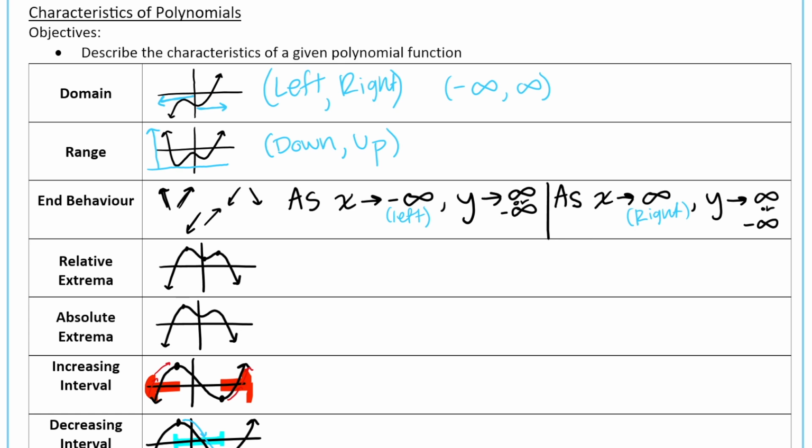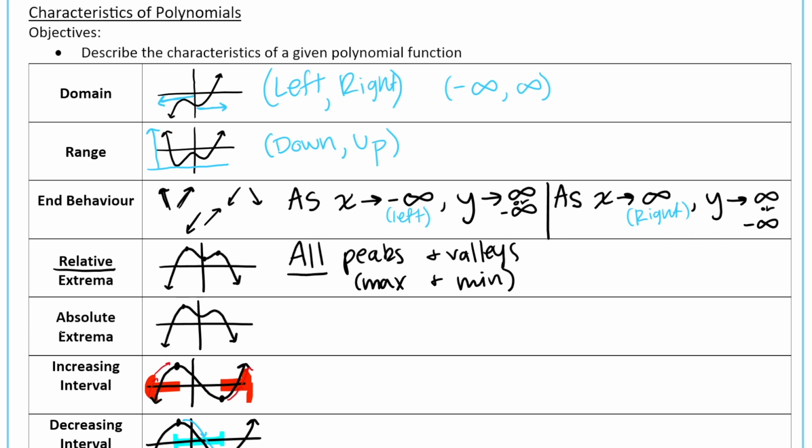All right, let's move on to relative extrema. The extrema of a graph are describing the highest points and the lowest points, or the peaks and the valleys, however you want to describe it. The peaks would be considered maximums, and the valleys would be considered minimums. It's possible to have multiple maximums and multiple minimums, especially when we're looking at polynomials. Relative extrema means all of them, every single maximum and minimum.